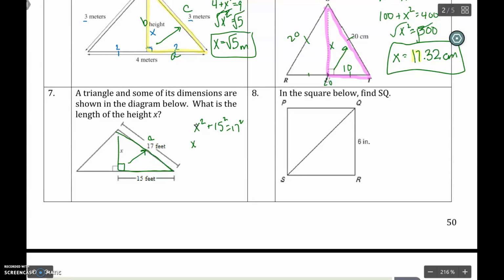So when I square the 15, I get 225, and the 17, 289. Subtract 225 from both sides, you'll get 64. And when you square root both sides, you'll get x equals 8, and it's in feet.